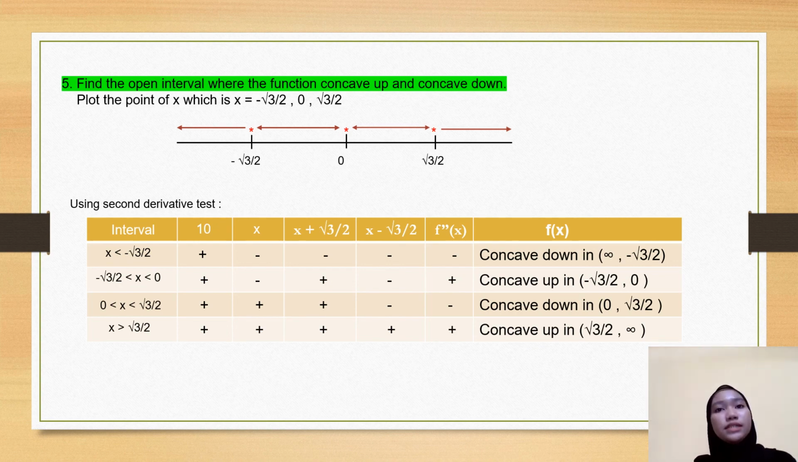So, since negative is smaller than 0, we can conclude that this is concave down in the interval negative infinity to negative root 3 over 2. For the second column, positive is greater than 0, we conclude that this is concave up in negative root 3 over 2 to 0. Third column, we got negative, we conclude that it is concave down in the interval 0 to root 3 over 2. And the last one, we got positive, which is greater than 0, we can conclude that this function is concave up in the interval root 3 over 2 to infinity.